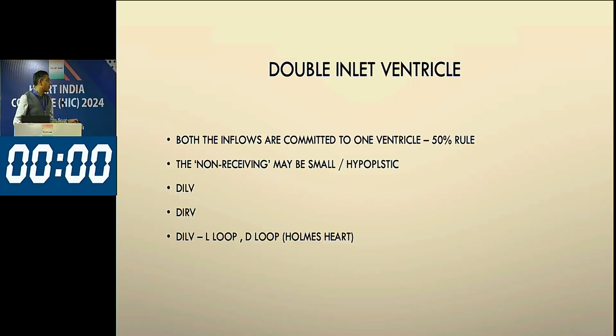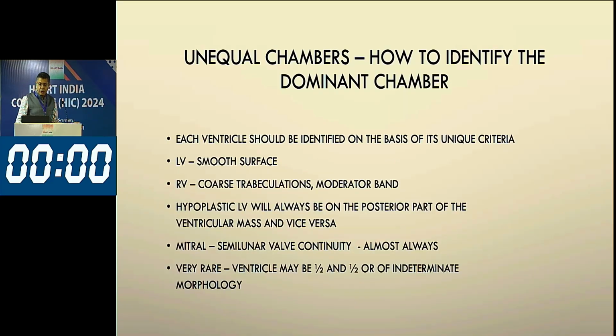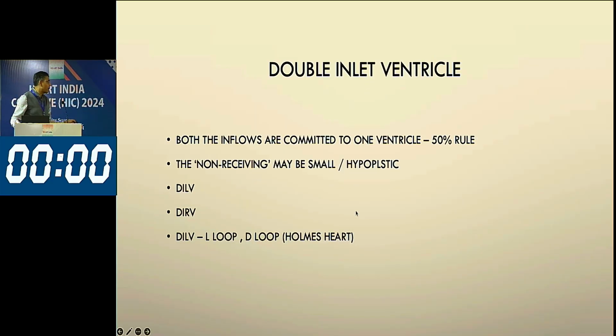Just as we had double outlet ventricles, we can also have double inlet ventricles, where both the inflows are committed. Again, we follow the 50% rule, and we have DILVs and DIRVs. DILV is more common. DIRVs are very, very rare in nature. So when we have unequal chambers, because one of the chambers is going to receive the majority of the blood flow, the other chamber is going to remain hypoplastic.